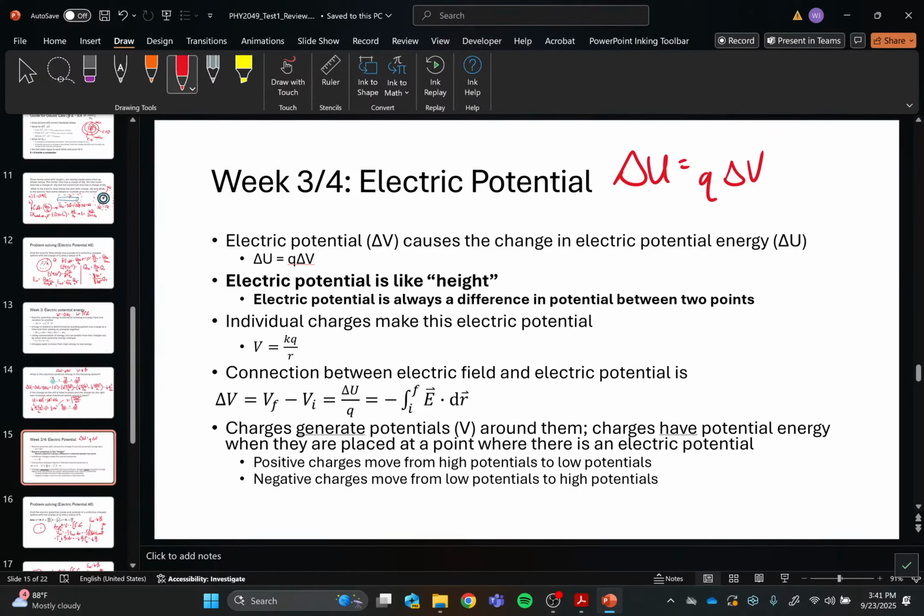And then the last is just definition. Charges make this potential. Positive charges move from high potential to low. Negative charges move from low to high. Again, think of it like height.